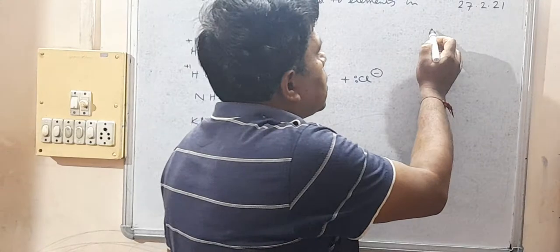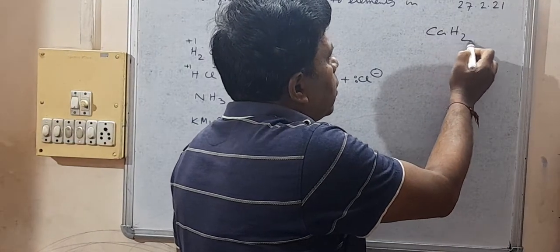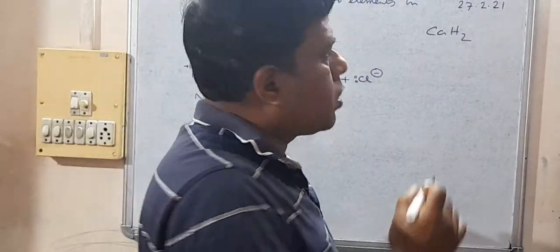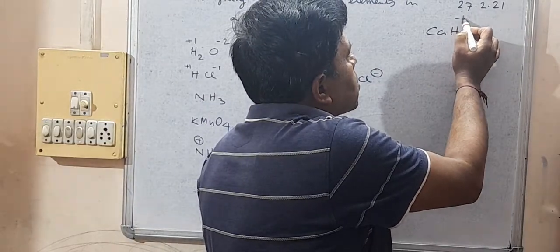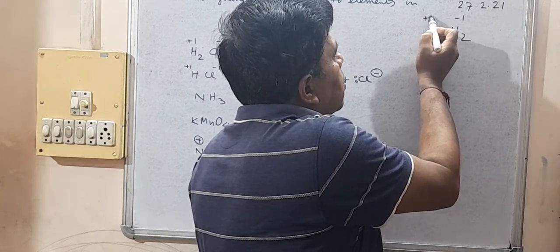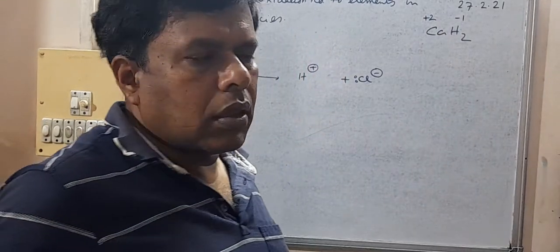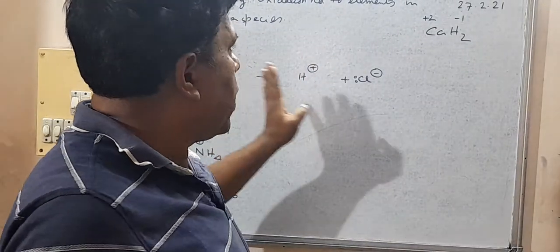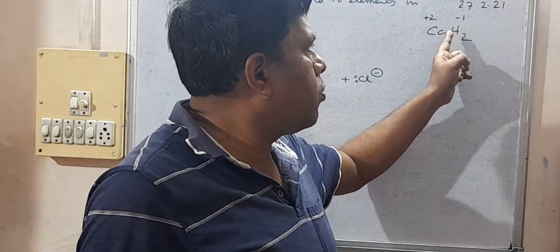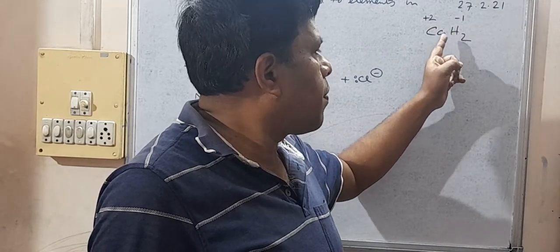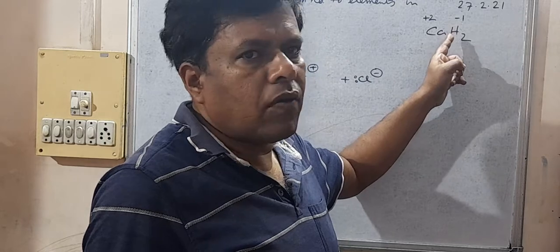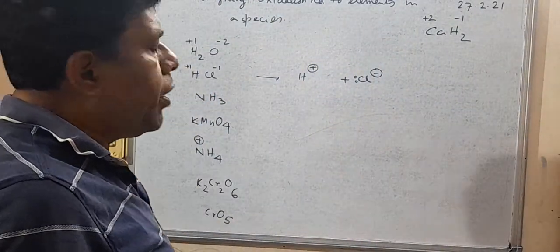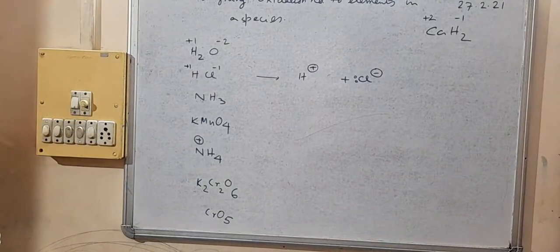For example, say this compound, calcium hydride. Here hydrogen is not plus 1. Here hydrogen is minus 1, and calcium is plus 2. So in a hydride, where hydrogen is attached to a metal, the oxidation number of hydrogen is minus 1. Otherwise, the oxidation number of hydrogen is plus 1. That you have to remember.